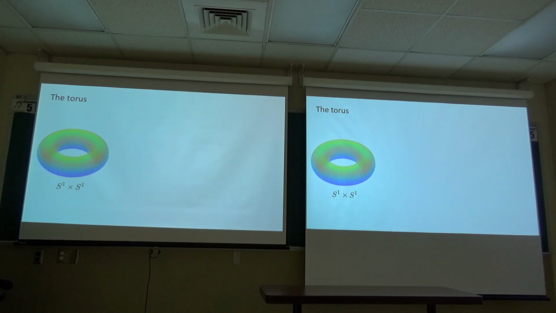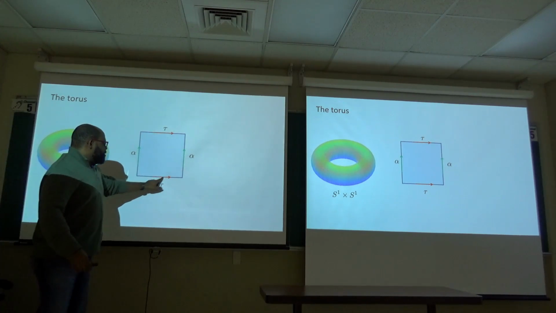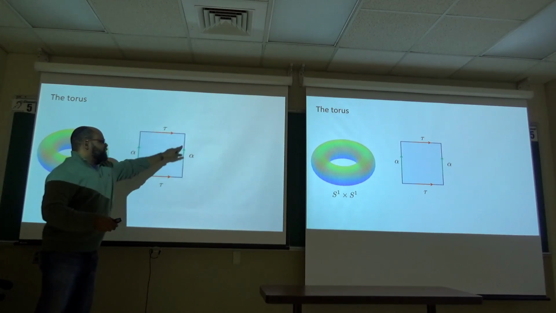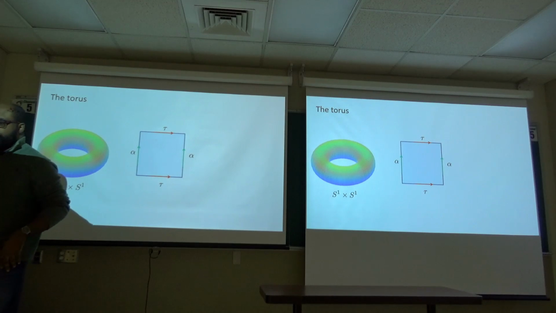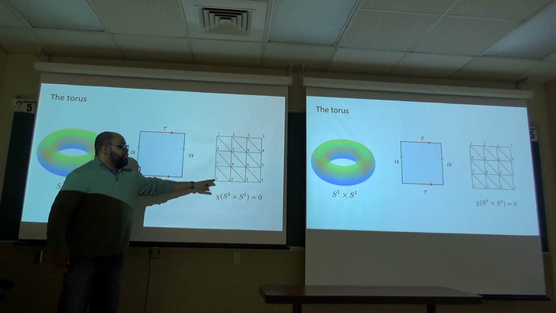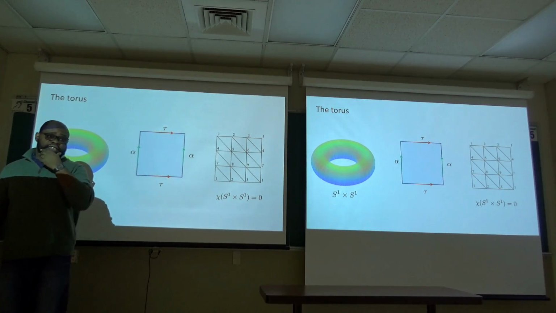Here's another space, the torus. I guess people in physics see these shapes a lot. You can think of the torus as the surface of a donut, or just as a circle Cartesian product another circle. Another way I like to think about it is as a square that you took and you glued together the bottom and the top in the same direction. That gives you a cylinder, and then this side with that side. Place it together, that gives you the torus. With this model of the torus, you can triangulate it, and one can check that the Euler characteristic is 0.